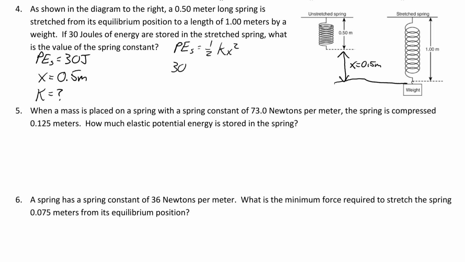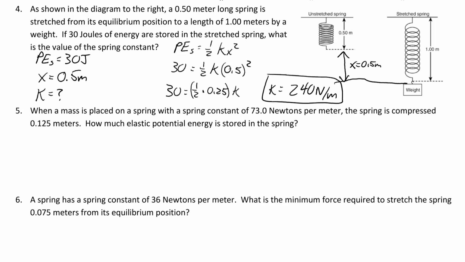They tell you 30 joules is equal to 1/2, and we're looking for k. x squared is 0.5 squared. So you have 30 is equal to 1/2 times 0.25 k, or 30 is equal to 1/8 k. So you multiply both sides by 8, or you could just do it in your calculator. There's more than one way to do it, but either way, you want to get to 240 newtons per meter. That's your spring constant.